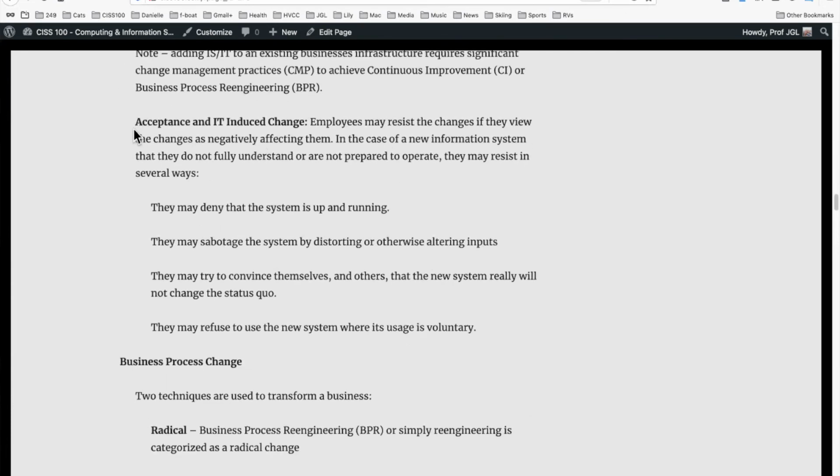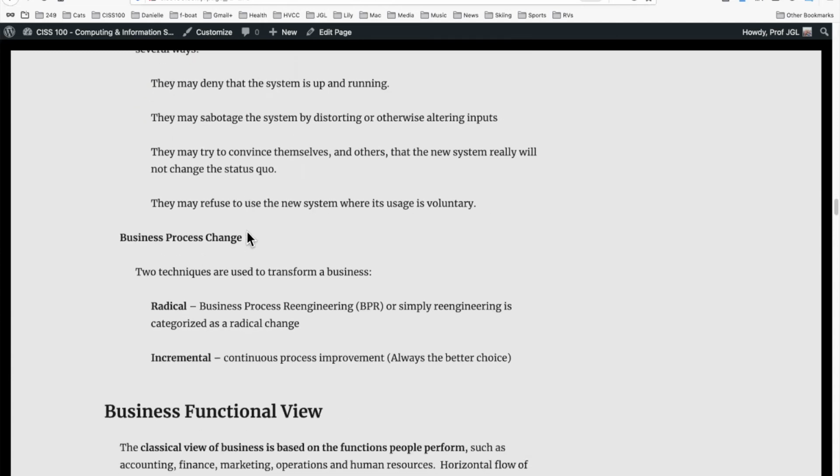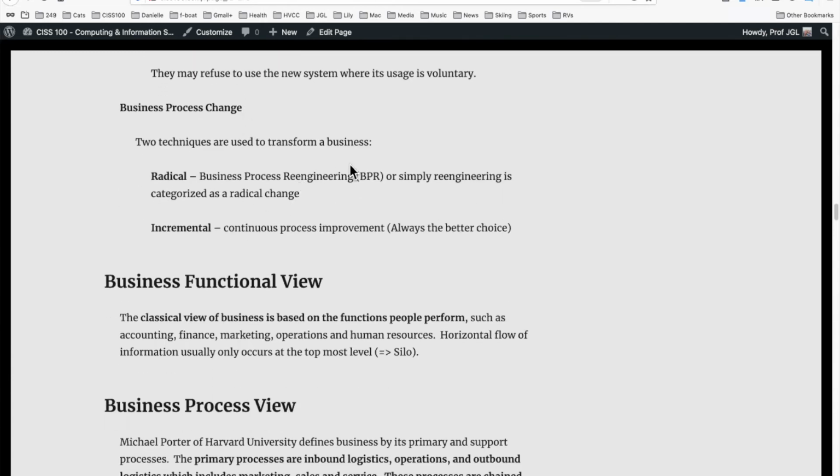So I spoke about this, okay? People do not like change, especially new information systems, which they know can replace them. So you're going to encounter all kinds of things. They will deny the system is up and running. They may sabotage the system. We won't get into that. The best approach is continuous incremental changes, because radical business reengineering is just that, radical, and people resist it even more strongly.